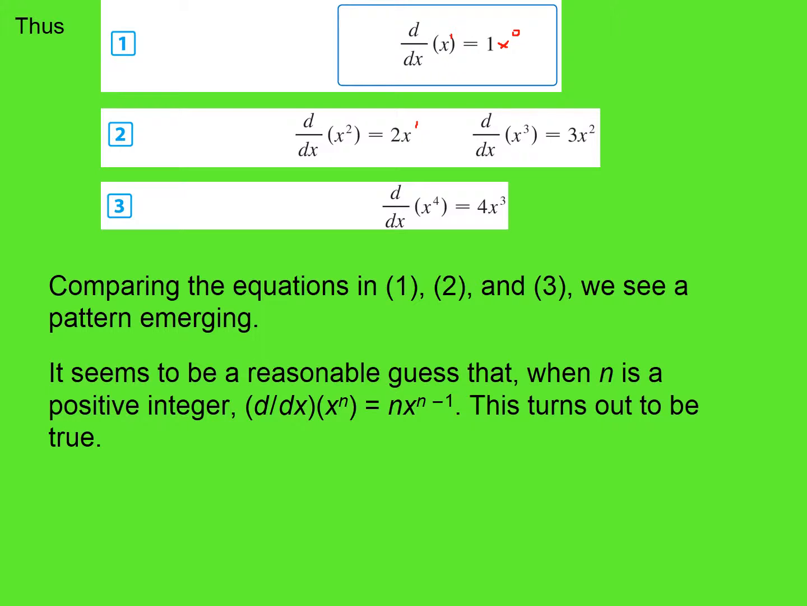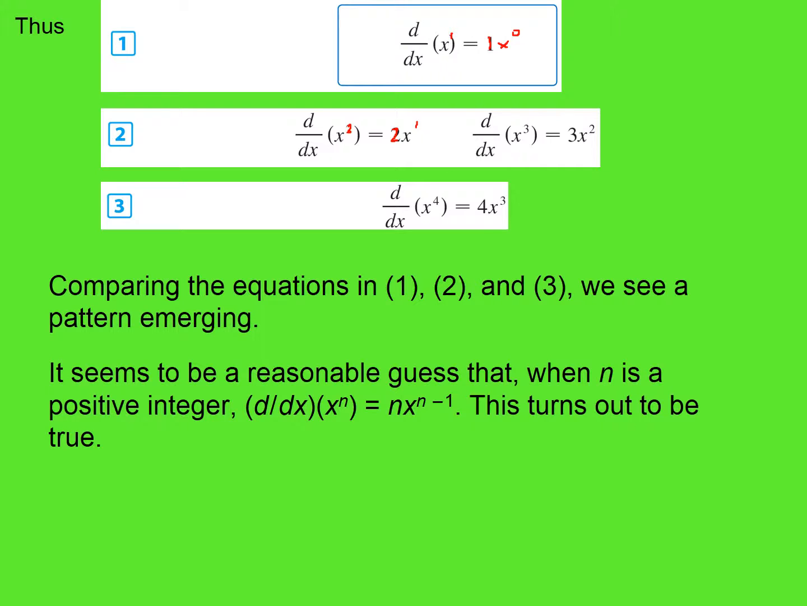Okay, so we've got a 1 and a 1, and a 2 and a 2, 3 and a 3 and a 4 and a 4. And the exponents, there's a pattern with those as well. As the degree goes from 1 to 2 to 3 to 4, the exponent goes from 0 to 1 to 2 to 3 in the derivative.